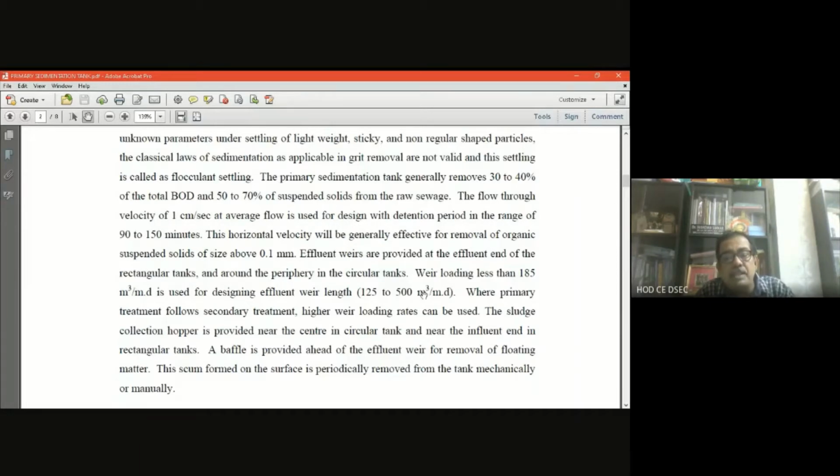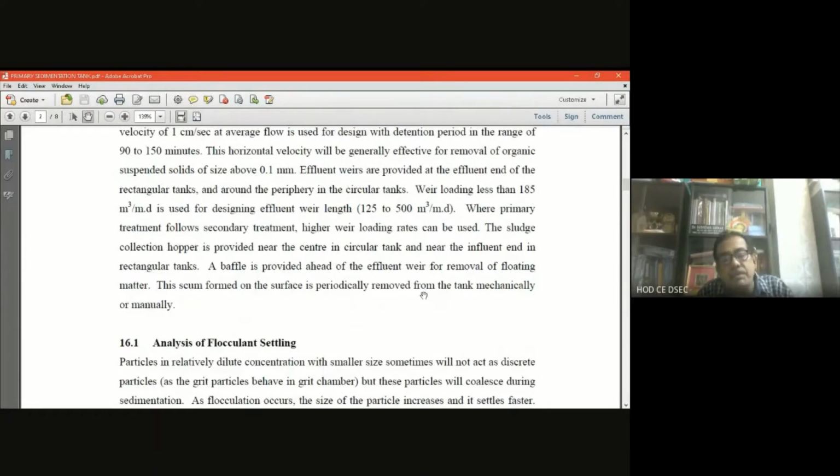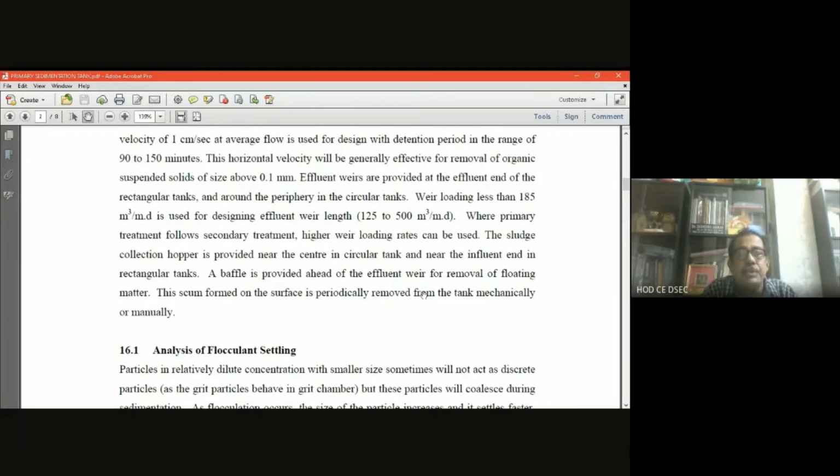And a baffle is provided ahead of the effluent weir for removal of floating matter, if any. And the scum which forms at the surface is periodically removed, mechanically or manually. So this is more or less the system of the tanks I have described to you.